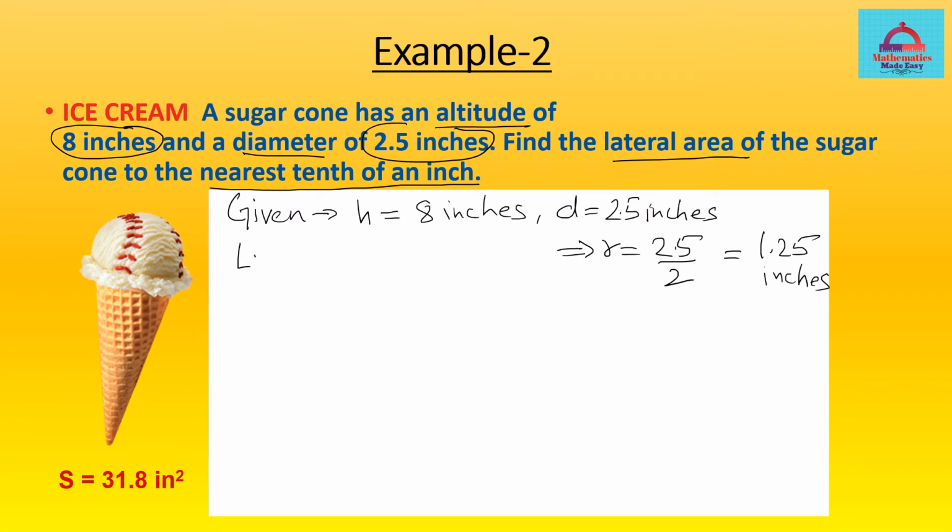Okay, now we need to get our LSA, which is pi r l, and here again we are just given the radius and not the slant height. We are going to be doing exactly the same thing we did in the previous question. So you will draw a right triangle, mark the angle as 90. L is what you need, that's not given. Height is 8 and the radius is 1.25.